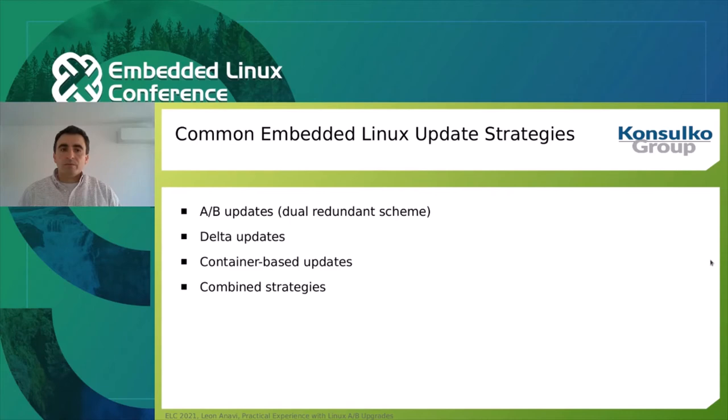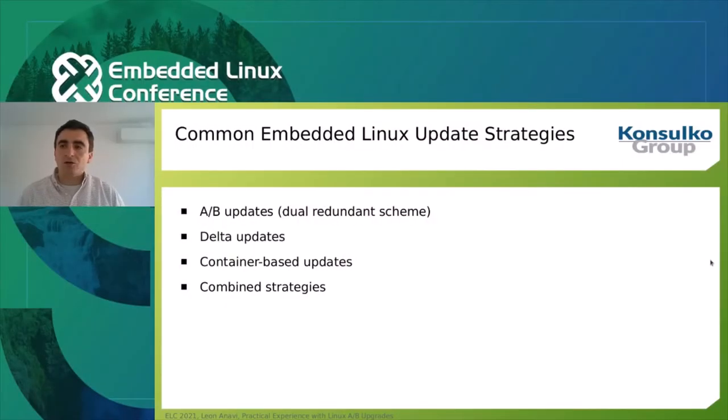There are several different embedded Linux update strategies. All of them are common because depending on the use case, different developers decide to use a different strategy. First of all, we'll start with the AB updates. In this case, there is a dual redundant scheme with A and B partitions, which are identical.